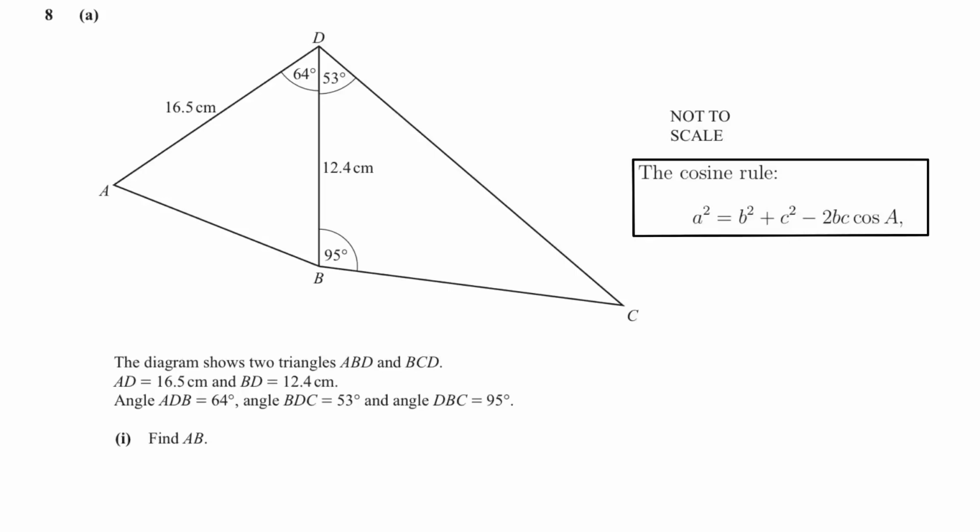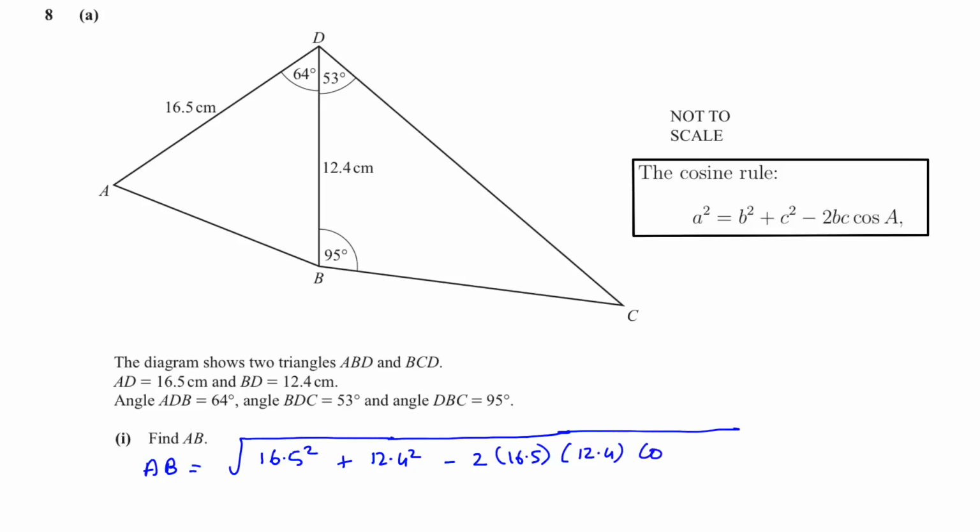So we can also write AB is equal to square root of 16.5 squared plus 12.4 squared minus 2 times 16.5 times 12.4 times cos 64. Put this in the calculator to get your answer. We will get 15.7 centimeters. Whatever you get, keep writing it, so maybe you might need it later.